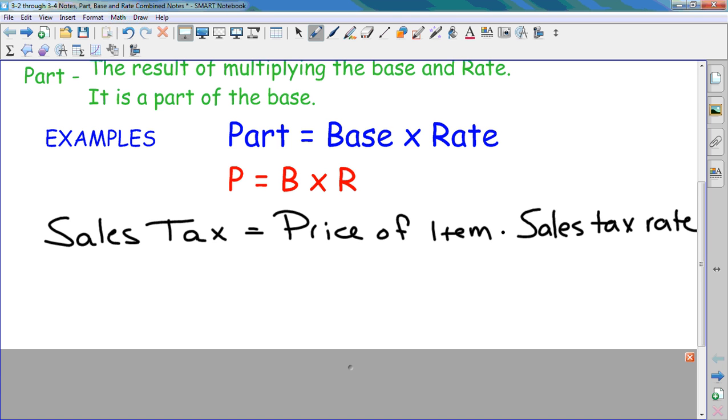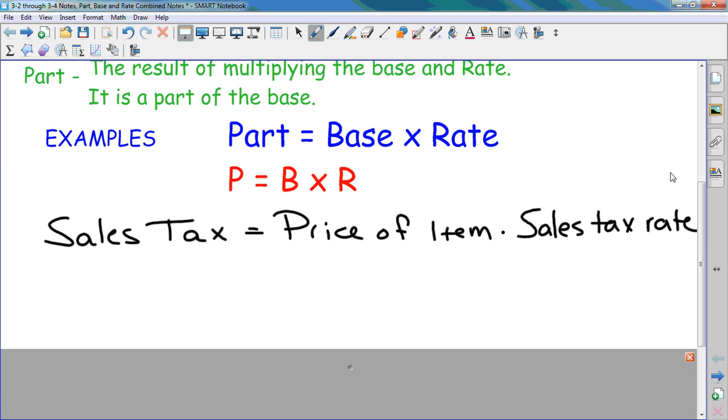And usually it's right beside where it says tax on your receipt. Look at your receipt. When else do I use part equals base times rate? Absolutely. Paychecks. What part of the paycheck? Yeah, Social Security.